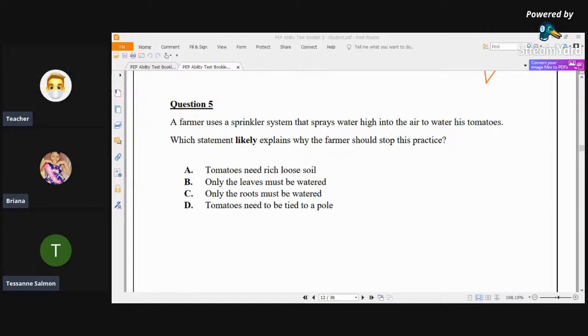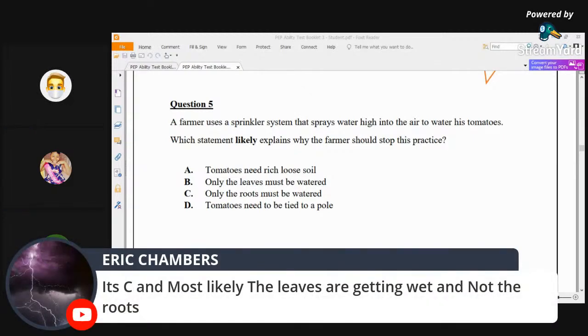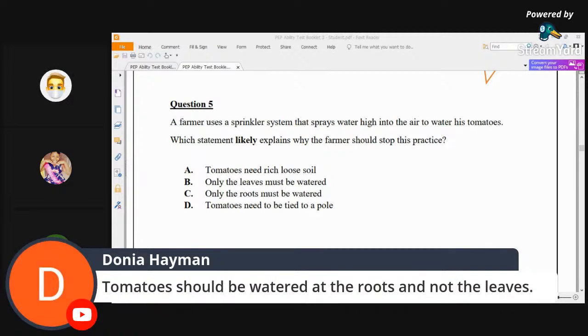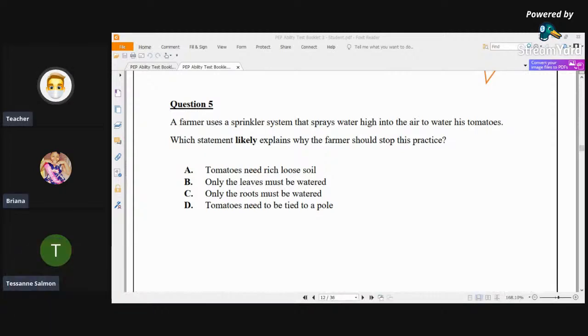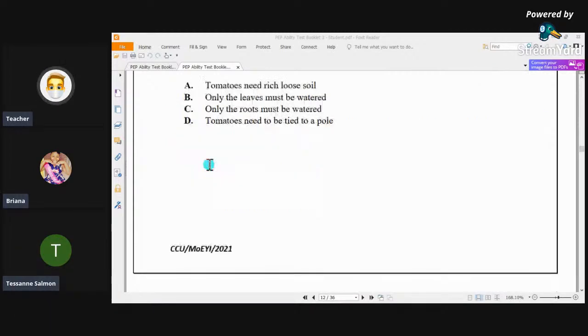Let's see. Eric has a statement here. Let's see what Eric says. It's C. Most likely the leaves are getting wet and not the roots. Good response, sir. All right, let's see. Any other? Let's see what Heyman has. Tomatoes should be watered at the roots and not the leaves. Well done. Thank you very much for that one. All right, good. Let's go.